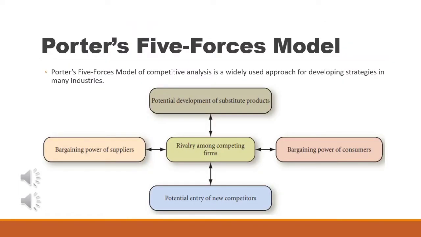So in the middle is the rivalry among the competing firms, which basically talks about the competing organizations, and it is surrounded by the threats that are about having a substitute product or from new competitors or from the bargaining power of buyers or the bargaining power of suppliers. So let's examine these factors one by one.